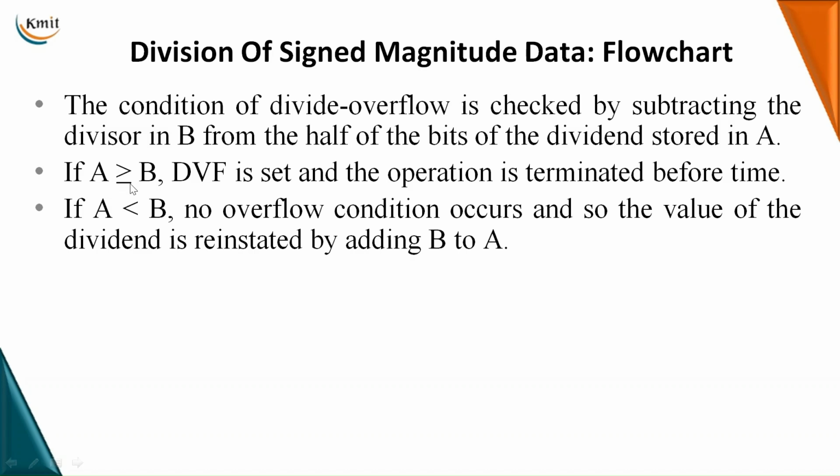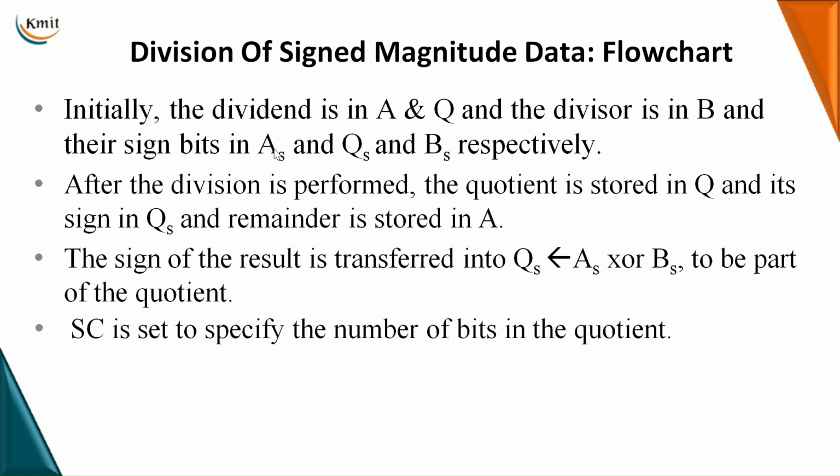If A is greater than or equal to B, it means that there is an overflow situation in the division. So we are going to set the DVS flip-flop to 1 and terminate. If A is less than B, it means that there is no overflow condition. In this case, we set the DVS flip-flop to 0, and in both cases the value of the dividend is reinstated by adding B back to A. That will give you the original value of A. This is how we check the divide overflow situation on the left side of your flow chart.